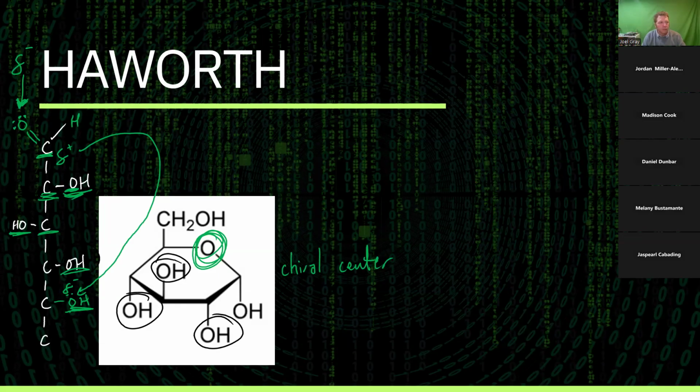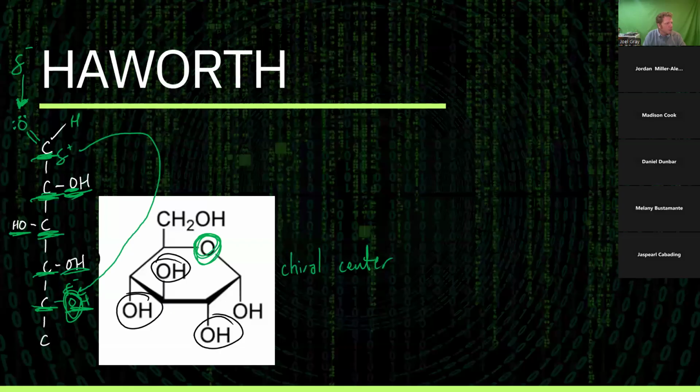How big would that ring be? How many members would that be? This would be 1, 2, 3, 4, 5, and then this oxygen would be member number 6. So the oxygen on carbon number 5 is the 6th member. So this right here is this oxygen. Can you give me a Y or an N in the chat if you follow that?